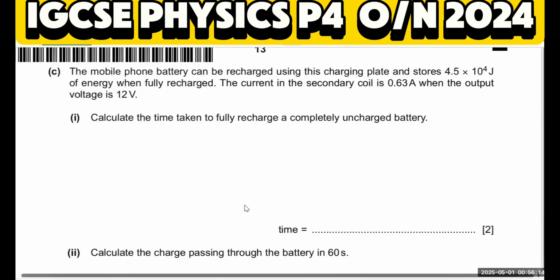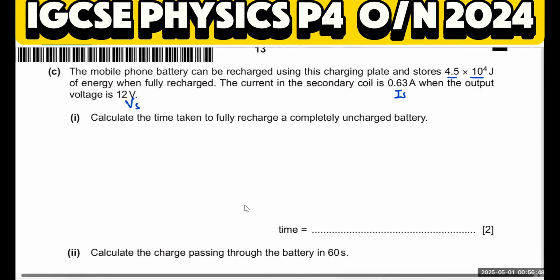C part: the mobile phone battery can be recharged using the charging plates at the store of 4.5 times 10 power 4 joules. Joules is the unit of energy. So it didn't mention that there is energy, but you can recognize it from the unit of energy when fully recharged. The current in the secondary is IS with the output voltage. Output means secondary voltage, so Vs. Calculate the time taken to fully charge and completely uncharge the battery.